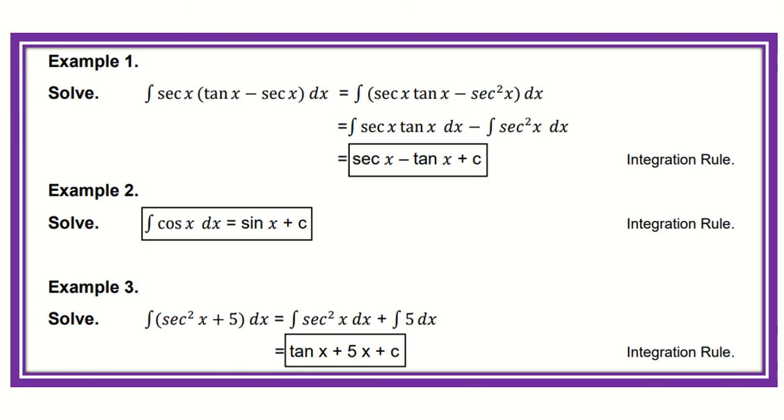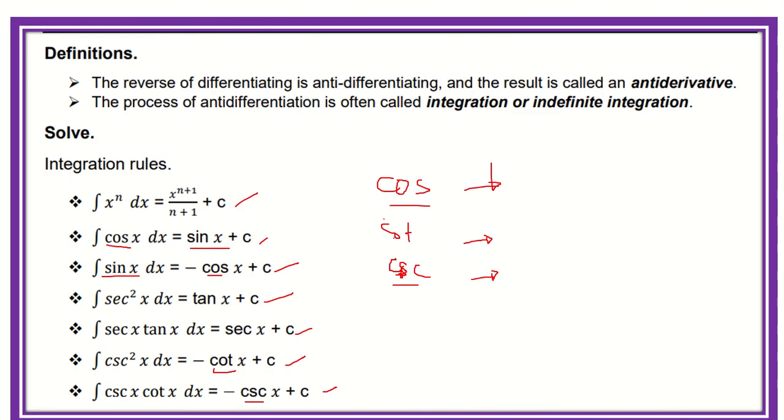Okay. So, let's have example number 1, the integral of secant x tan x minus secant x. The integral of secant x tangent x is secant x. The integral of secant squared is tangent x, plus c. So distribute, and then use that rule.